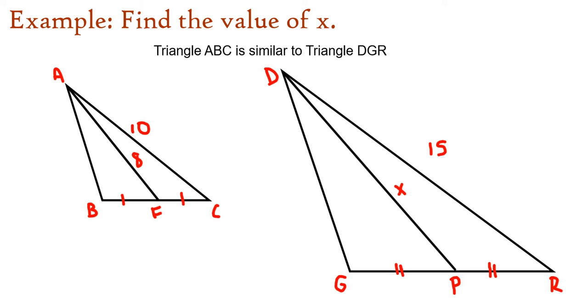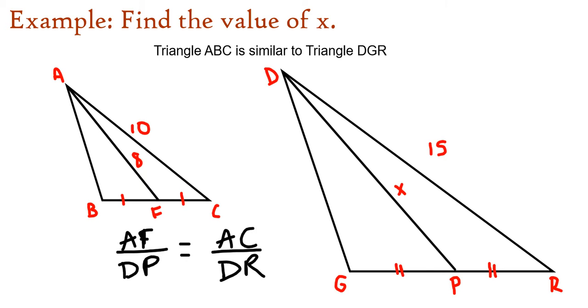So example, find the value of x. The triangle ABC is similar to triangle DGR. So here AF and DP are both medians, so they're proportional to those sides. That means I can say the ratio of AF to DP is the same as the ratio of side AC to side DR. And we can set up this proportion, 8 over x equals 10 over 15.